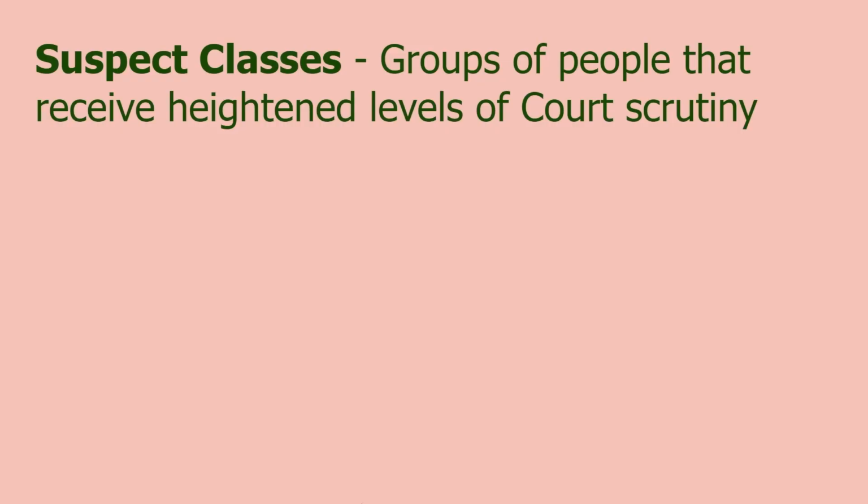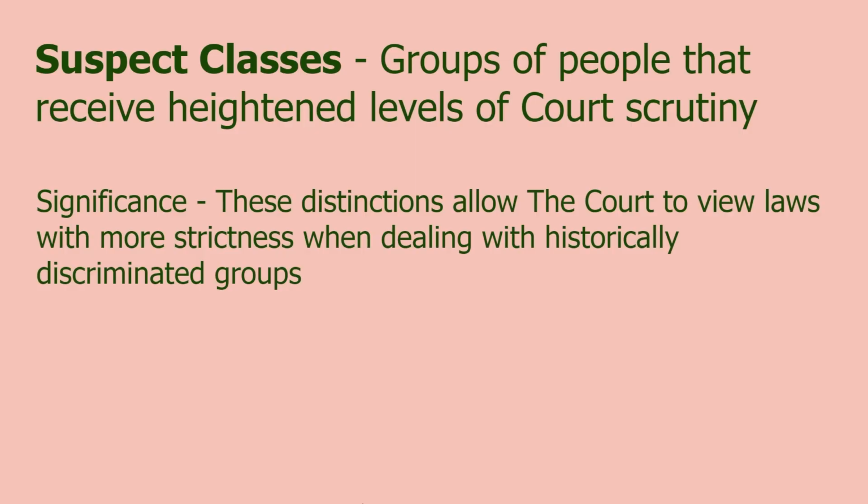Suspect classes: groups of people that receive heightened levels of court scrutiny. These distinctions allow the court to view laws with more strictness when dealing with historically discriminated groups. The most obvious example of a suspect class would be minority races, specifically African Americans. I'm not sure if LGBTQ people or women are fully suspect classes on that same level. I kind of forget. However, the point of having these suspect classes is so the court can view laws that tend to treat people differently with more strictness when it comes to these specific groups.